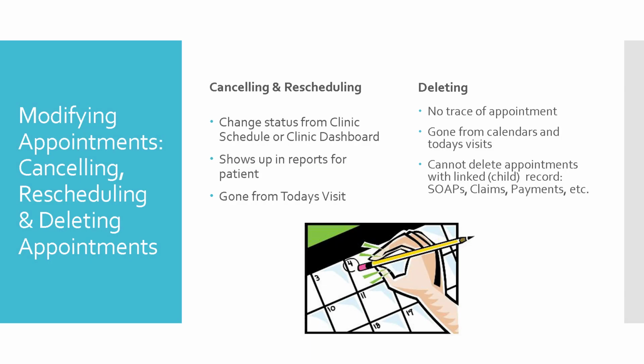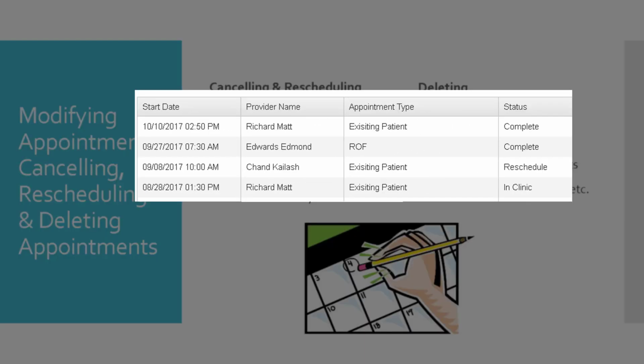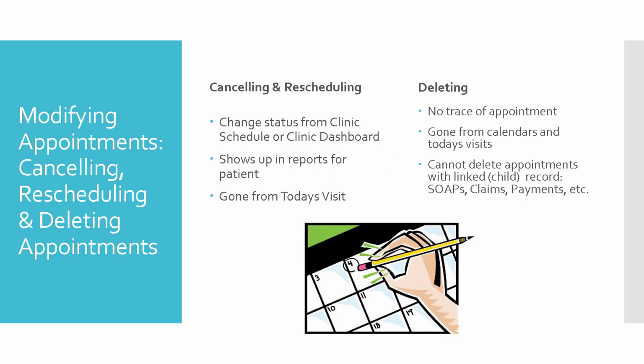Before we close out, I would like to discuss the difference between deleting an appointment and changing the status to canceled or rescheduled. When you change the status of an appointment, the history can be tracked. On reports, you can see how many times a patient canceled, rescheduled, or didn't show up for an appointment. If you delete an appointment, all record of the appointment is wiped out. We suggest only deleting appointments that were created as a mistake. Otherwise, changing the status allows you to track that information.